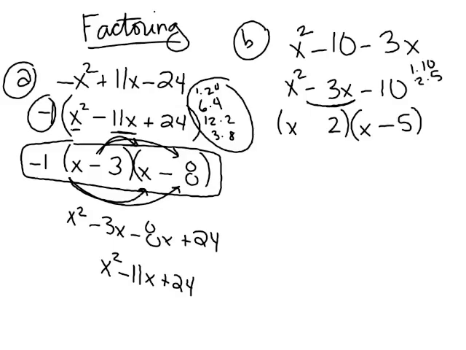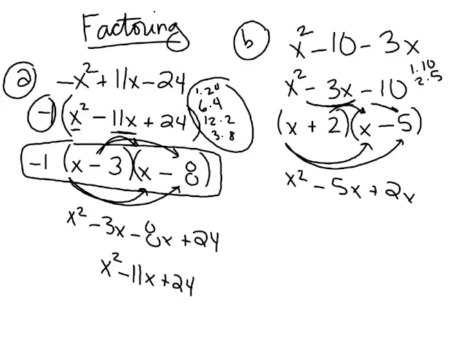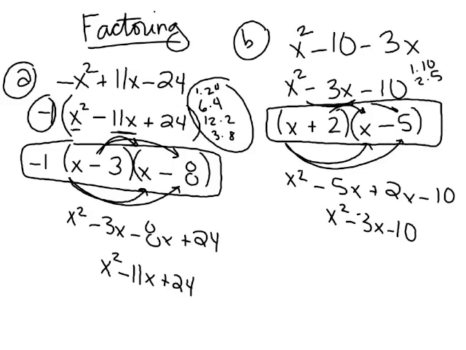Okay. Then you can always check your work. X times x, x squared, minus 5x, plus 2x, minus 10. Then combine your like terms, x squared minus 3x minus 10. So this would be the answer. X plus 2 times x minus 5. Okay, let's do some more examples.